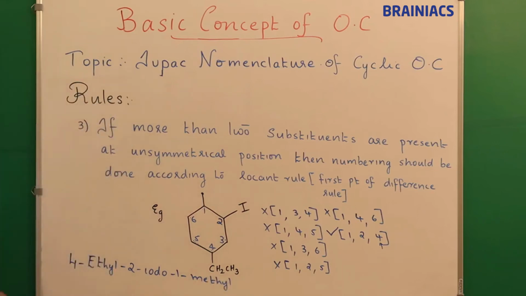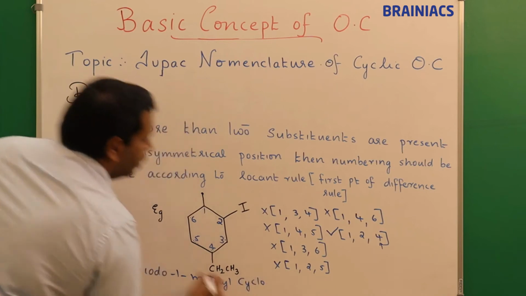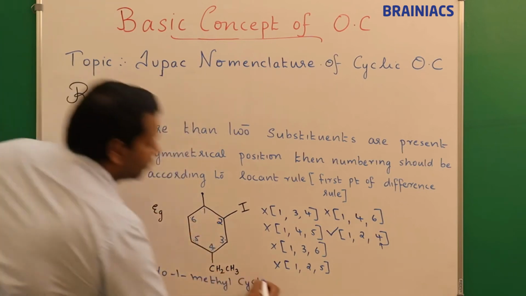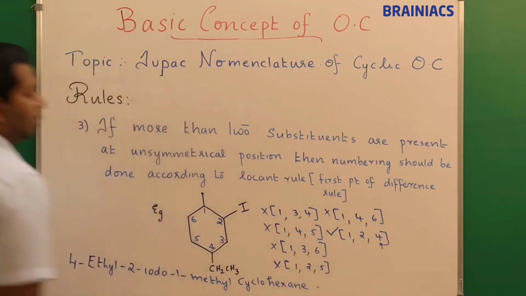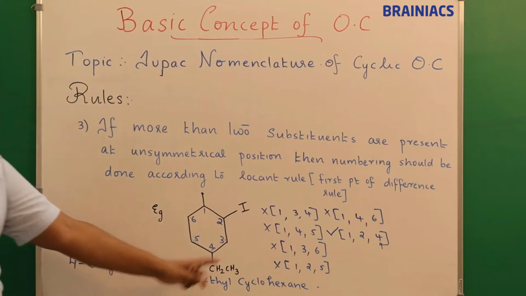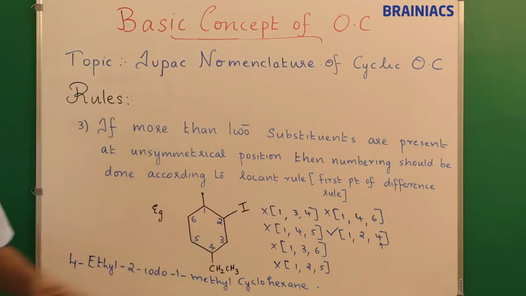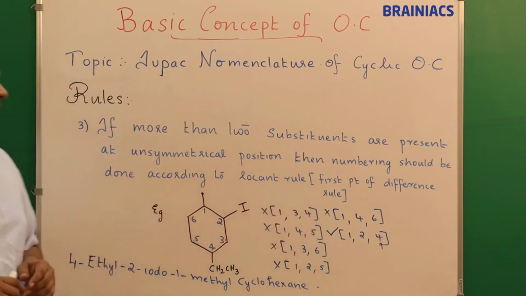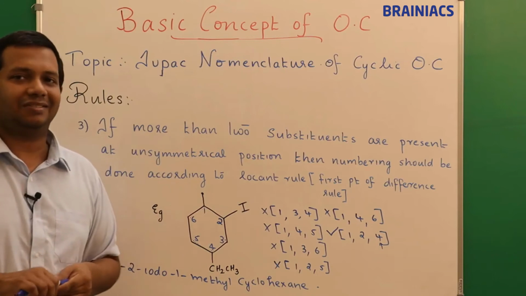1-methyl. We know it is a cyclo compound, so we will write cyclo. 6 carbons are there, so hex. All are linked through single bond. It is hexane. So my answer is 4-ethyl-2-iodo-1-methylcyclohexane. You understood the numbering. That is very important. How you are identifying the correct locant set. If you understood this perfectly, then you can do all questions in this one.